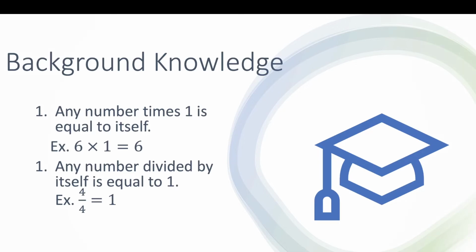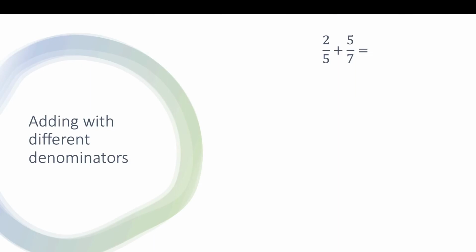Now let's return to our problem, 2/5 plus 5/7. We know that we need those two fractions to have a common denominator in order to add them. So what I'm going to do is multiply them by 1. This way, I haven't changed the problem since any number times 1 is equal to itself. This doesn't seem useful, but what we can do is rewrite the first one as 7/7 and the second one as 5/5. I can do this because of our second rule that any number divided by itself is equal to 1.